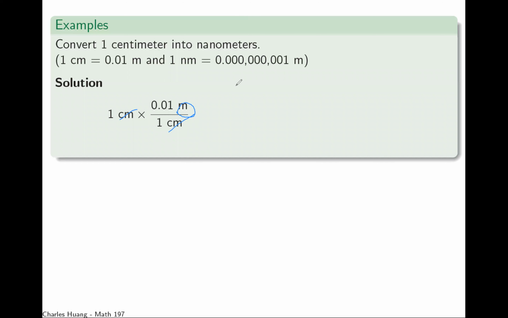Then what we'll have to do is put the meter in the bottom. So we'll have the 0.000000001 meters in the denominator. Because we have meters on top, we need another one in the denominator to be able to remove the meter. 1 nanometer will then go on the top.